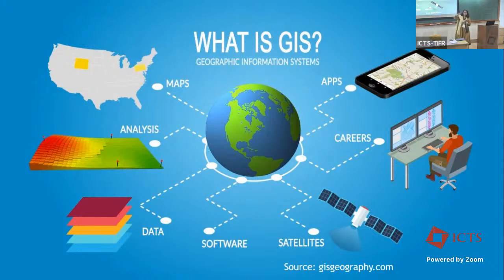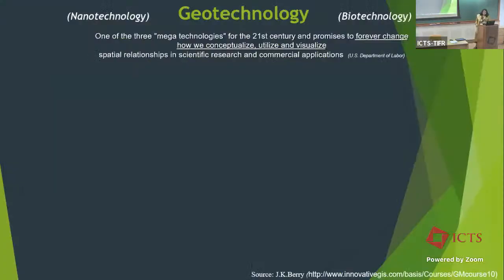And the trajectory, if you look at it, of how GIS has exploded in terms of accessibility and application, it pretty much mirrors the Keeling curve for CO2 increase in the atmosphere. So just so that you know, you're doing GIS in a very exciting time for the field, both GIS and remote sensing together. This is just to show you that geotechnology is now on par with nanotechnology and biotechnology, and has been considered for a while one of these three mega technologies for the 21st century, which promises to forever change how we conceptualize, utilize, and visualize spatial relationships for research and commercial applications.